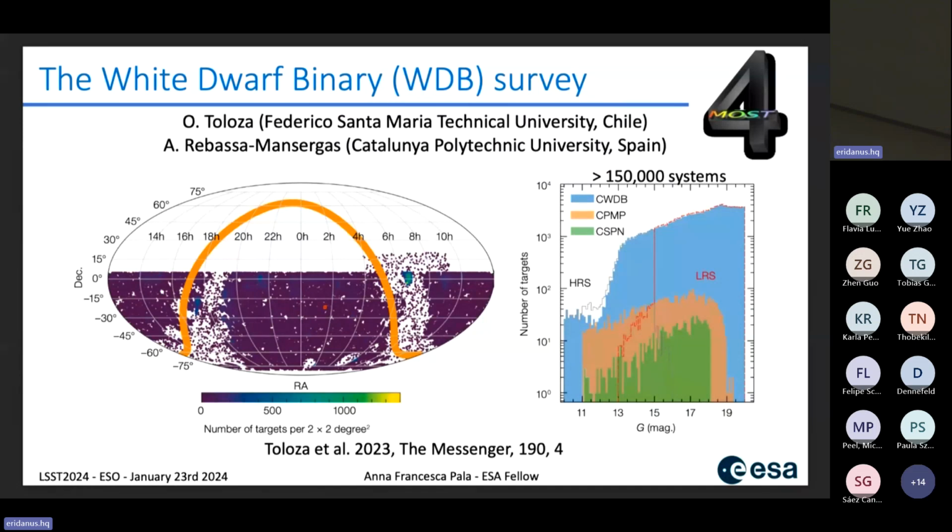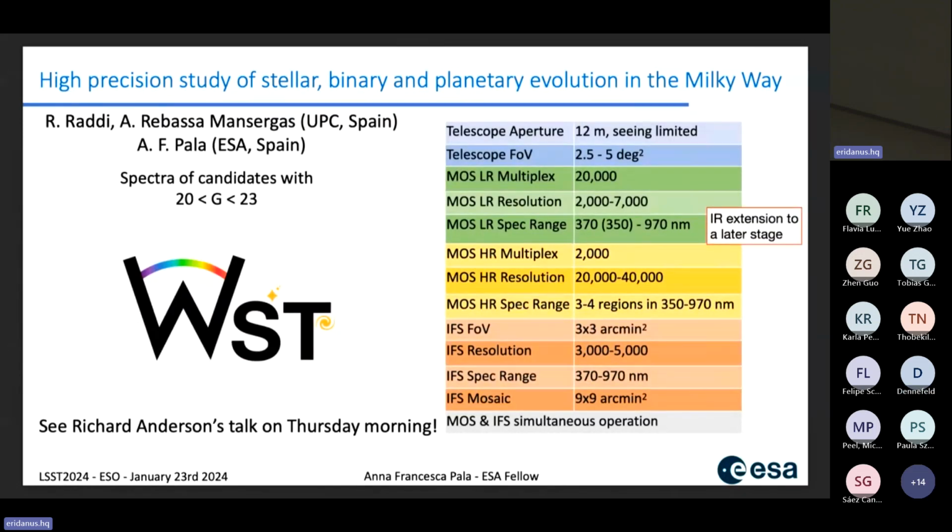If we want to go fainter, then we hopefully need to have WST available, which, with its aperture of 12 meters, will be able to obtain spectra down to a magnitude of 23. I'm not going to talk about WST because we will hear about it from Richard on Thursday. I just want to mention that within the Galactic Working Group, we have submitted a science case with the aim to observe all white dwarfs in binaries in this magnitude range.